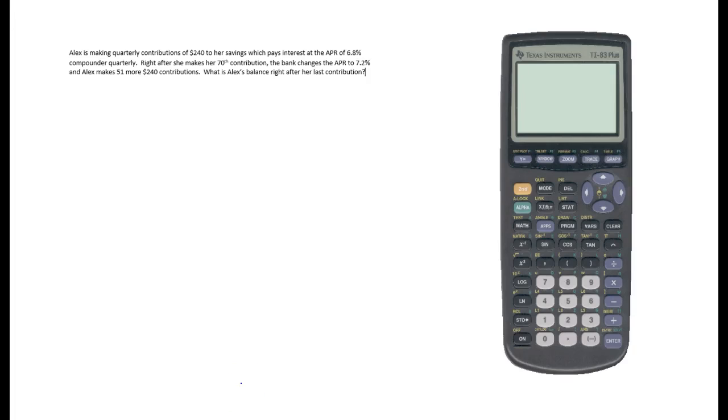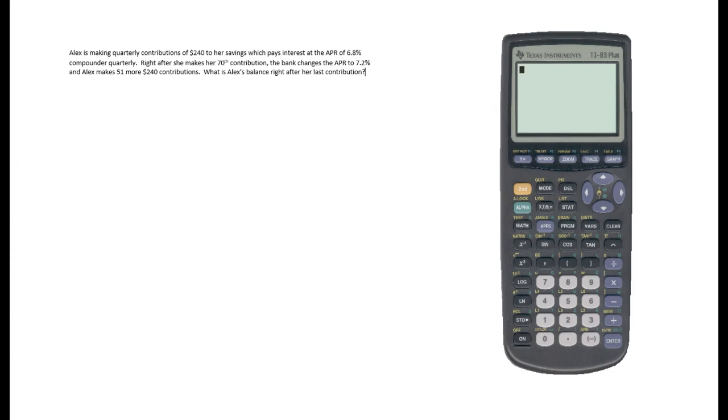Alex is making quarterly contributions of $240 to her savings, which pays interest at the APR of 6.8%, compounded quarterly. Right after she makes her 70th contribution, the bank changes the APR to 7.2%, and Alex makes 51 more $240 contributions. What is Alex's balance right after her last contribution? So that's what we're looking at.